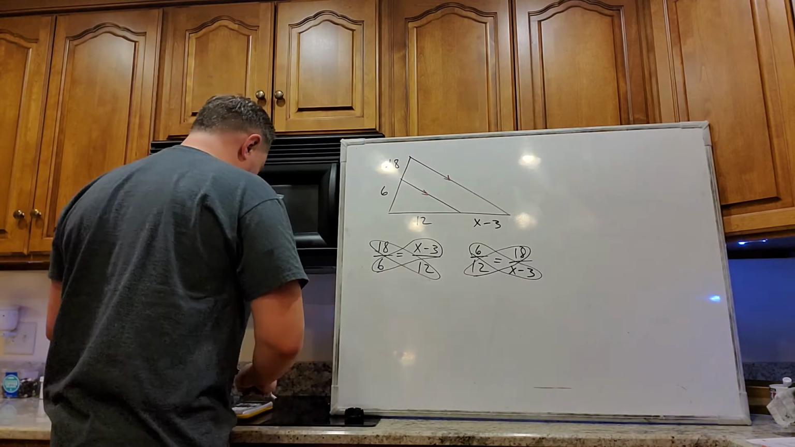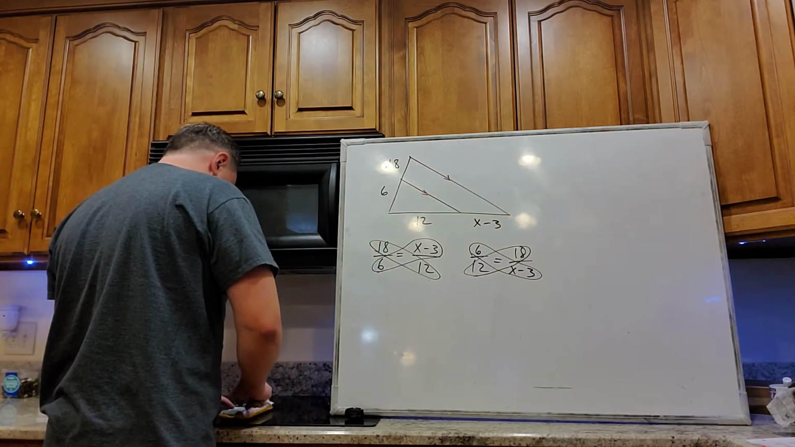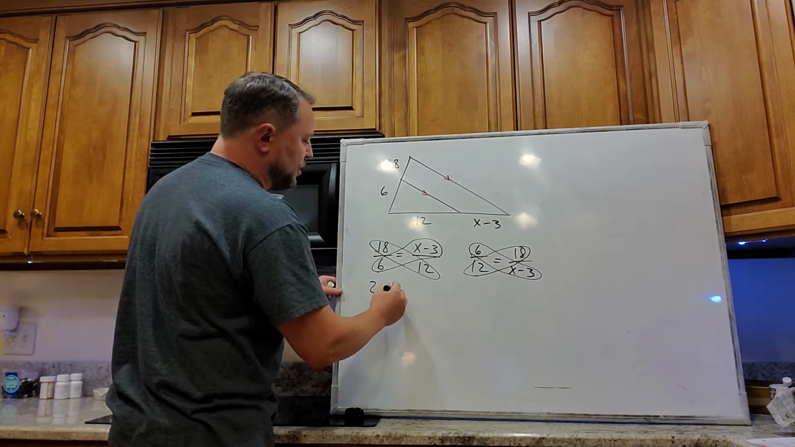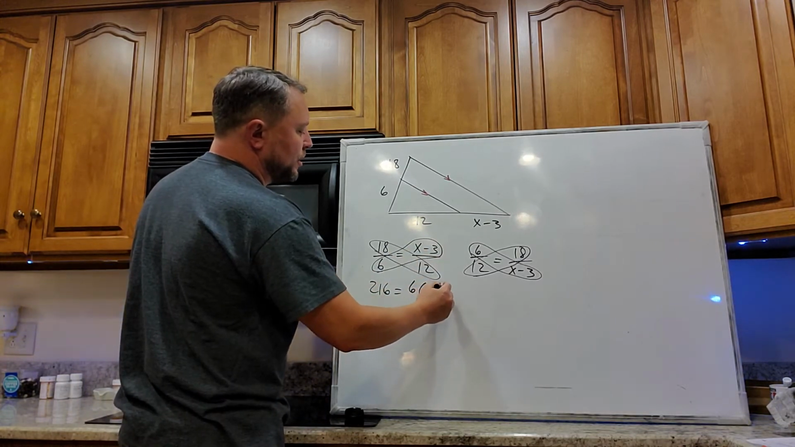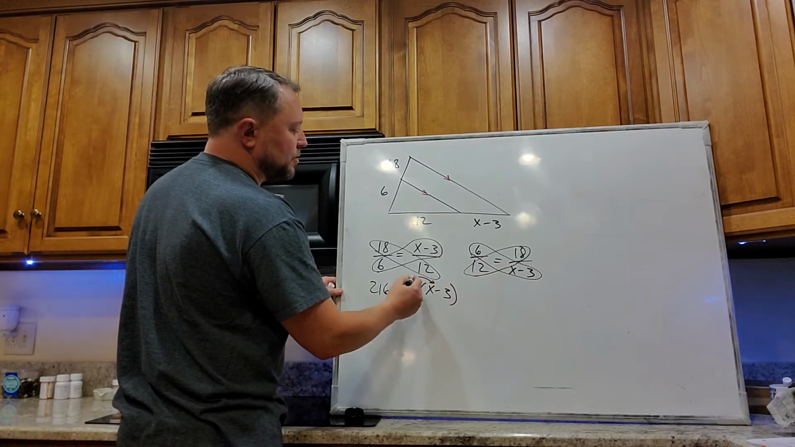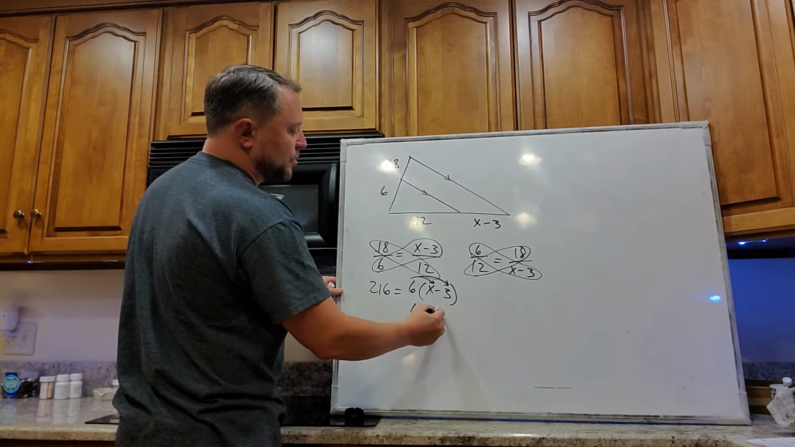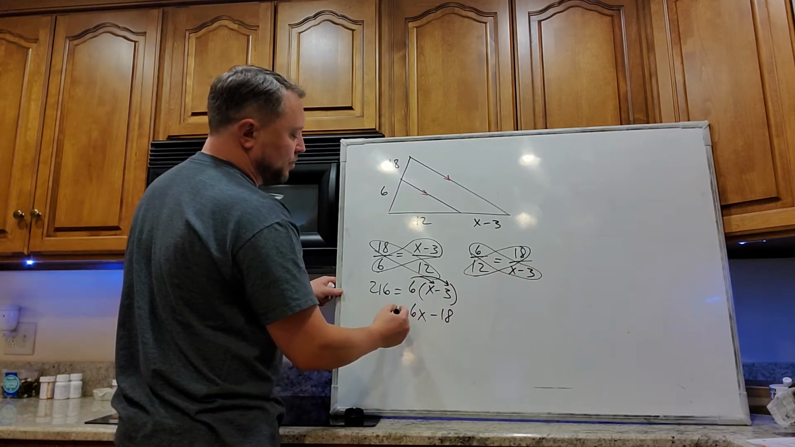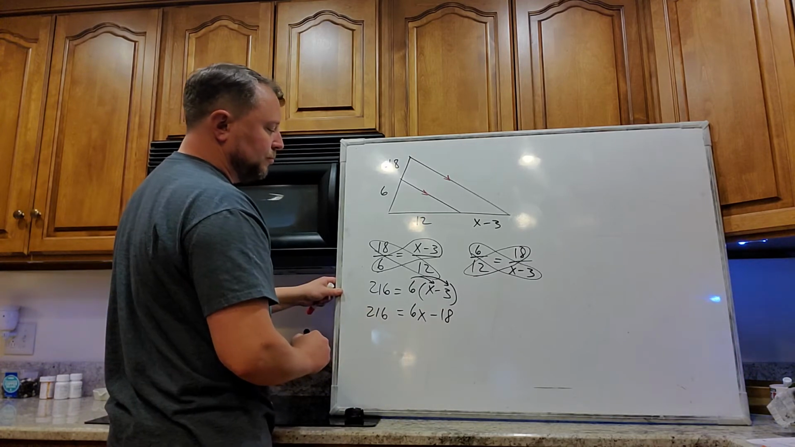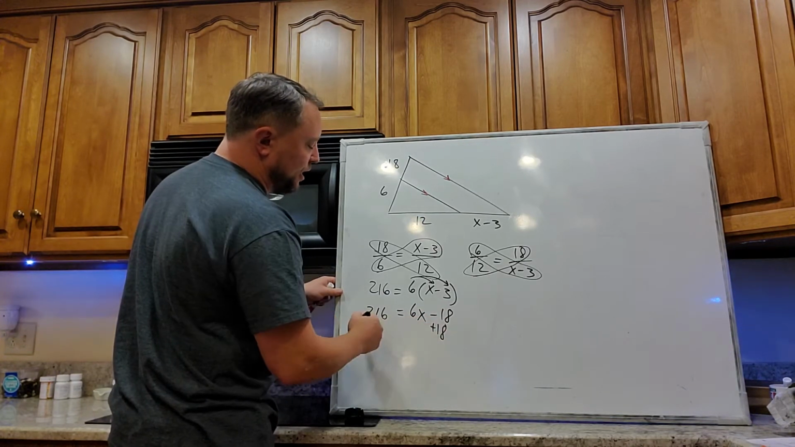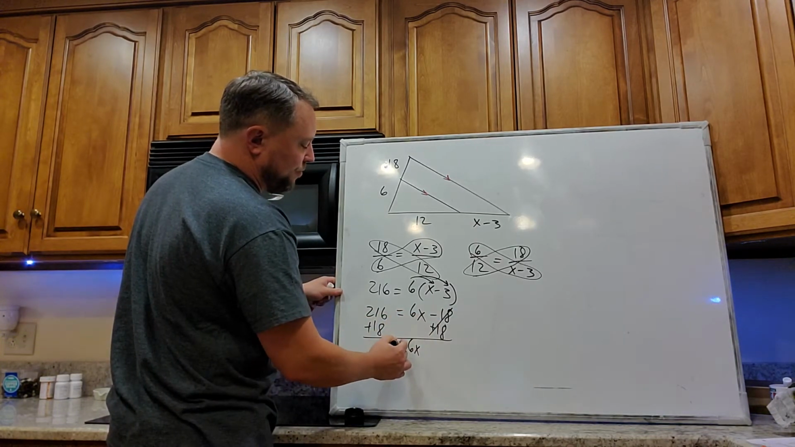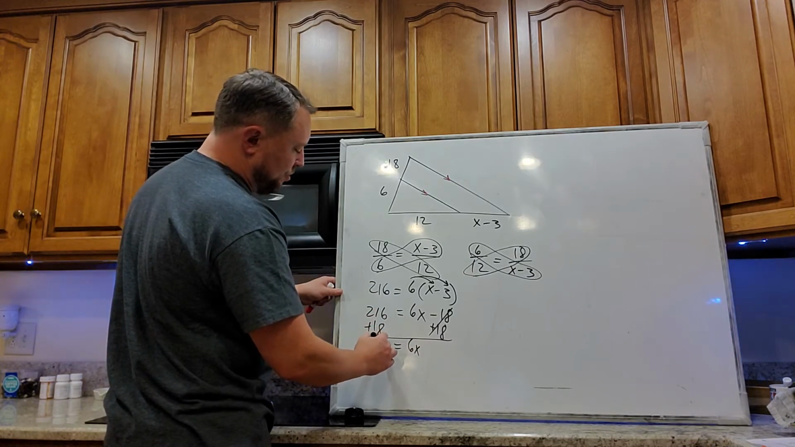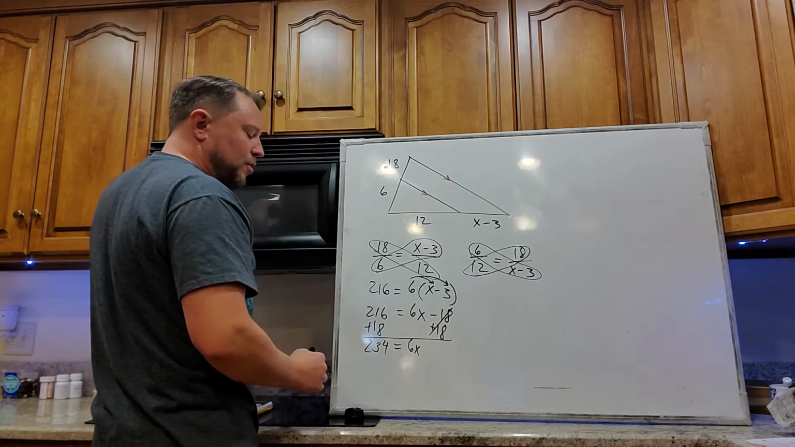18 times 12. Oh, let's see, that's a big number. 216 is what that gives me. And then I'm going to take 6 times the quantity x minus 3, meaning I got to distribute the 6. So I'd have 6x minus 18. Okay, then you would add this 18 over here. We're trying to get the x by itself. That gets us up to, let's see here, 14, carry the 1, 234.